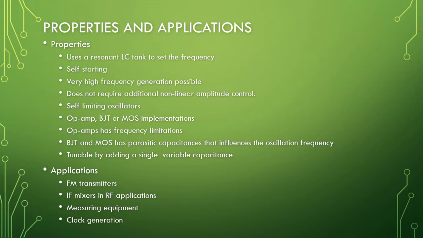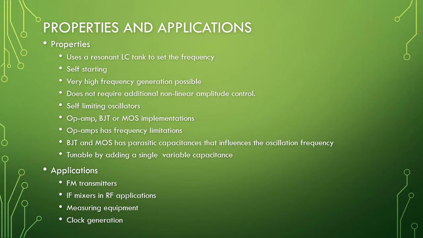With LC tanks, we can also generate very high frequencies, and we can implement these using BJTs or MOS. We can also implement it using op-amps, but it has frequency limitations with op-amps, typically 100 kilohertz, depending on the gain bandwidth. Something to keep in mind is that BJTs and MOSFETs have parasitic capacitances that influence the oscillation frequency. So you can design for one, but due to the parasitics, your frequency can shift a bit. This is one of the effects that we ignore during the design process.